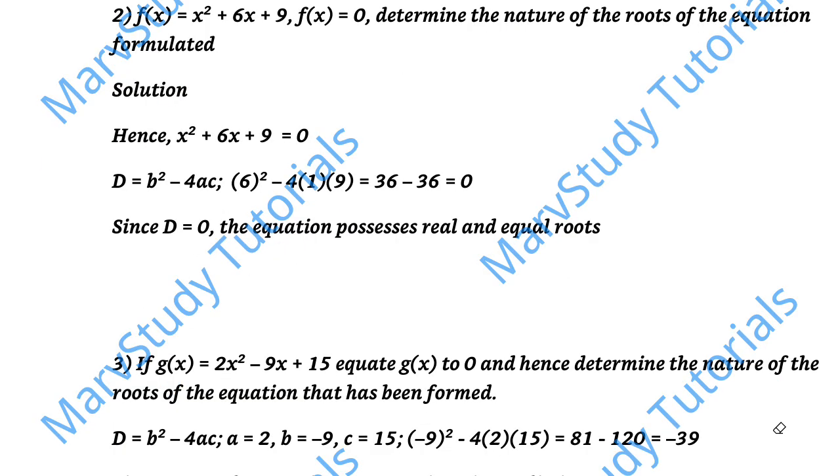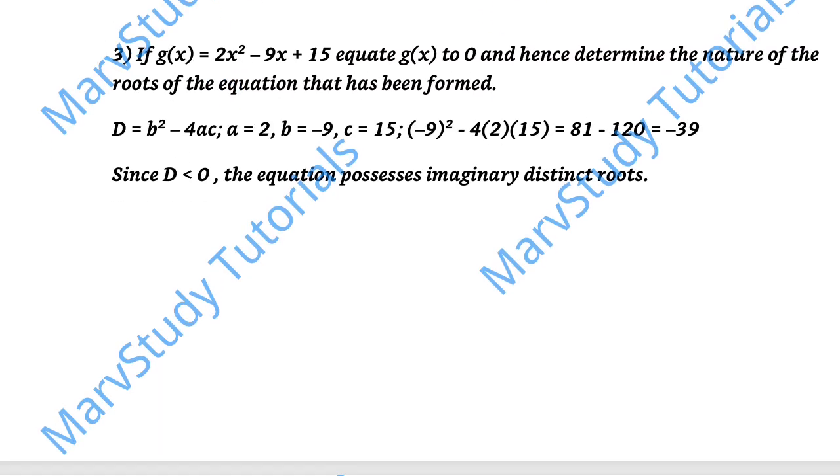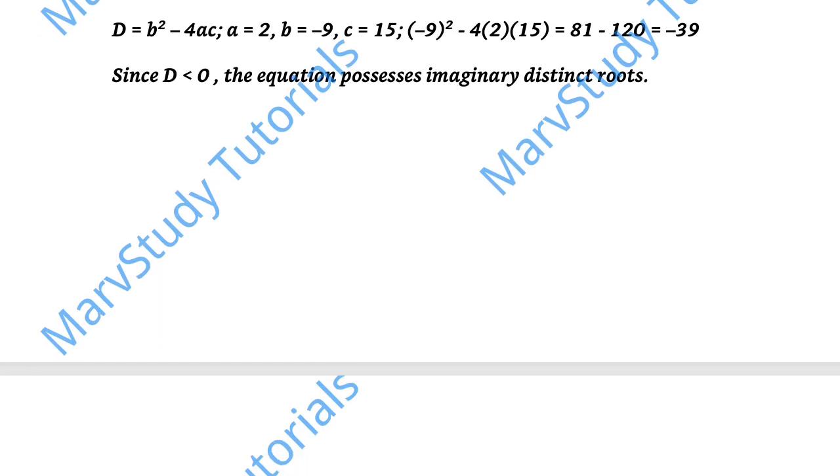And the value of c, which is the constant term, is positive 15. So we substitute in b squared minus 4ac. So negative 9 all squared minus 4 times a, which is 2, times c, which is 15. Negative 9 squared is the same thing as 9 squared. That's going to give us 81. 4 times 2, 8 times 15, that's 120. And 81 minus 120 is negative 39. And since the value of d is less than 0, then we could deduce that the equation possesses imaginary distinct roots.